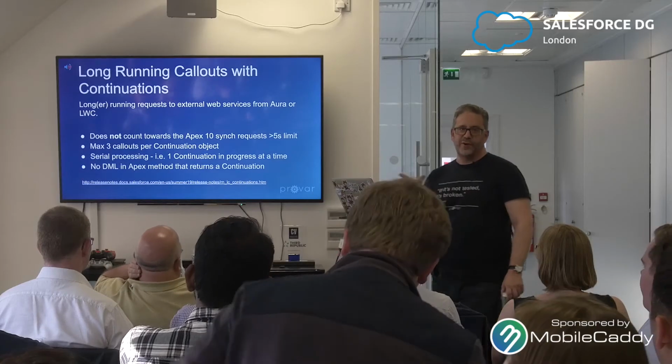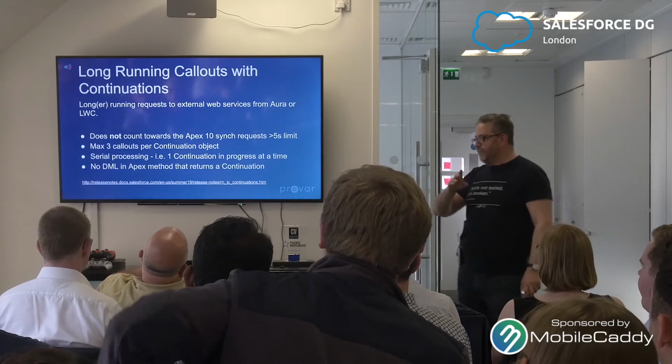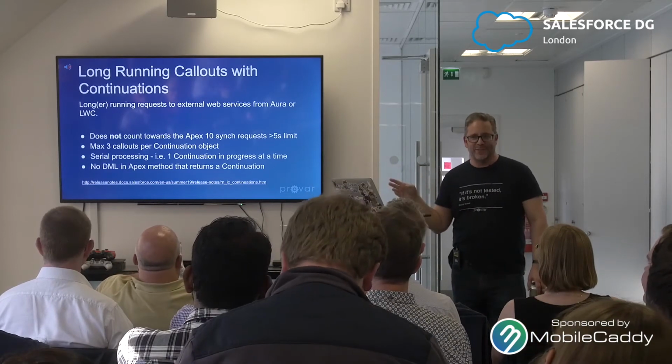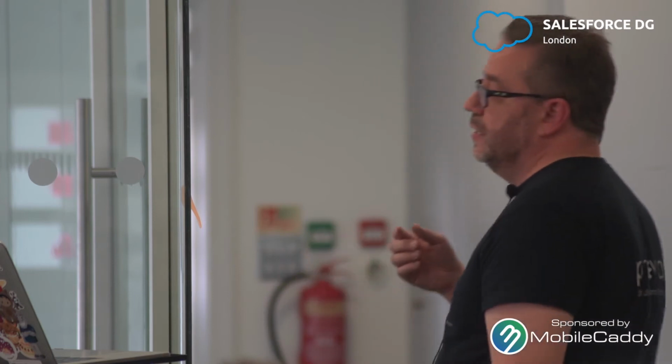Next item is long-running callouts, continuations, which a few people nodded at. If any questions, you can ask them. There was virtually nothing in the documentation about this, other than this nice tease that, oh, this looks good. Eventually I dug in and thought, well, this continuation's been around a while, hasn't it? What they're saying is continuations can now be used for long-running requests for external services from Aura or Lightning Web Components. I think before you could only do it from Apex, okay?